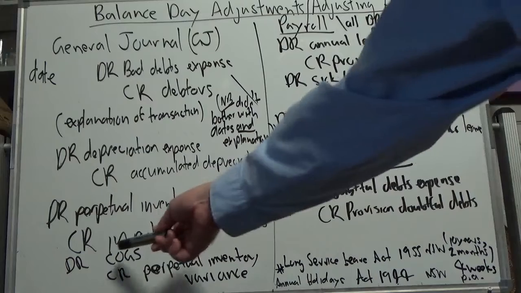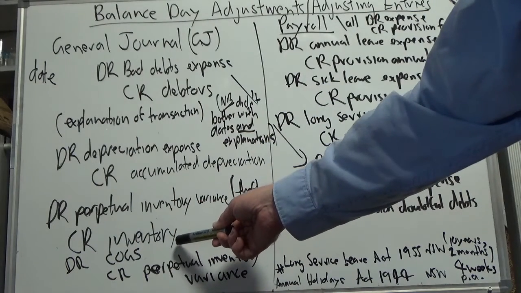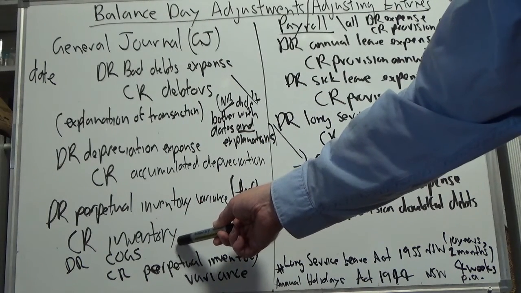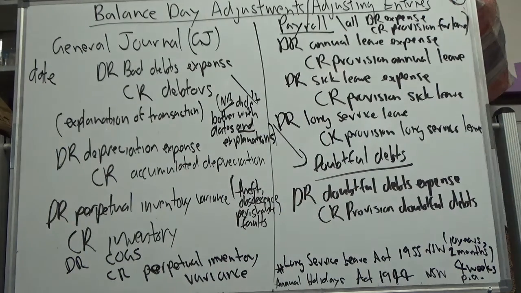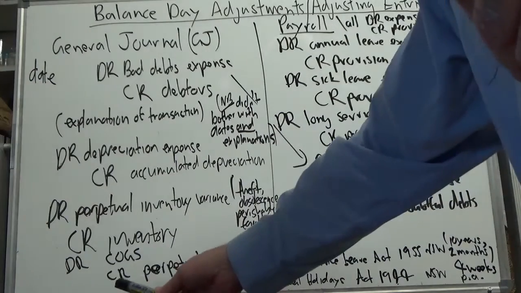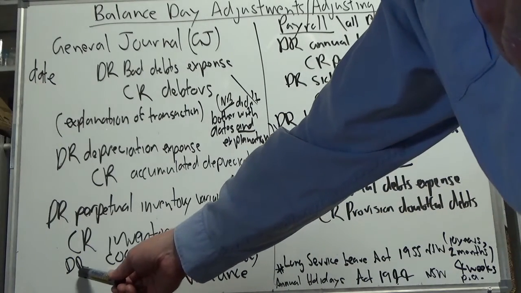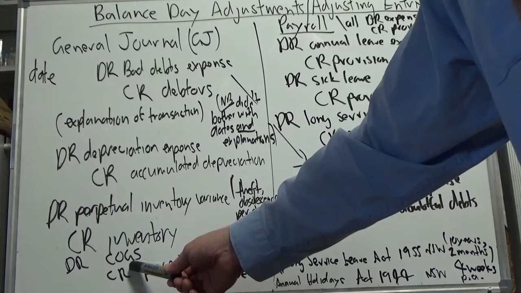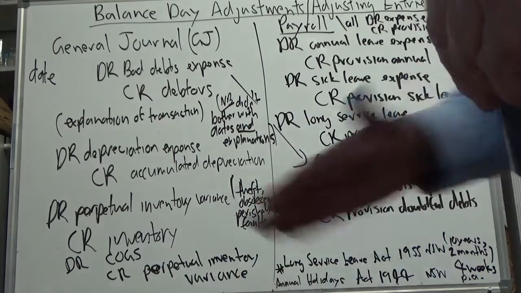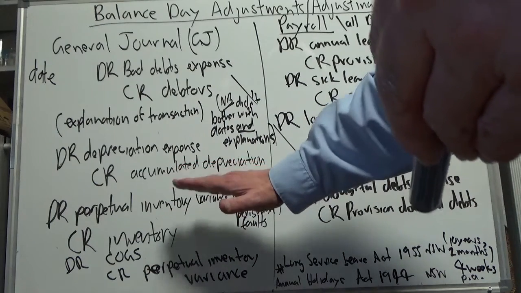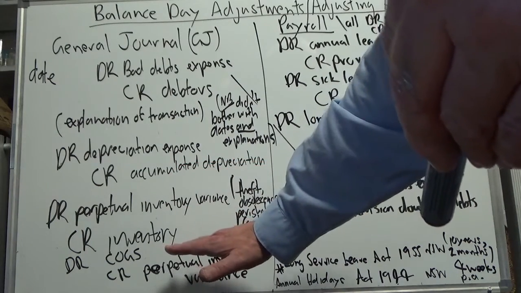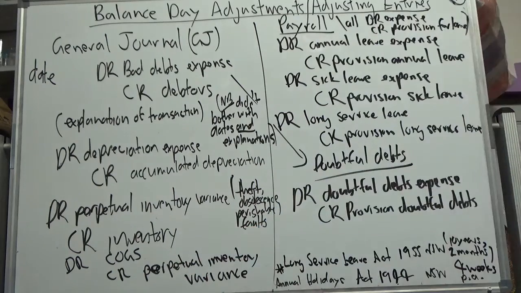So you credit inventory, because inventory is a current asset. You're reducing inventory with a credit, debit perpetual inventory variance. And then because that's a cost, inventory's gone missing, you've got a debit COGS, which is a type of expense, cost of goods sold. What we mean is opening inventory, for example shoes in a warehouse: opening stock plus purchases equals goods available for sale less closing stock. And then you credit perpetual inventory variance to close that off.